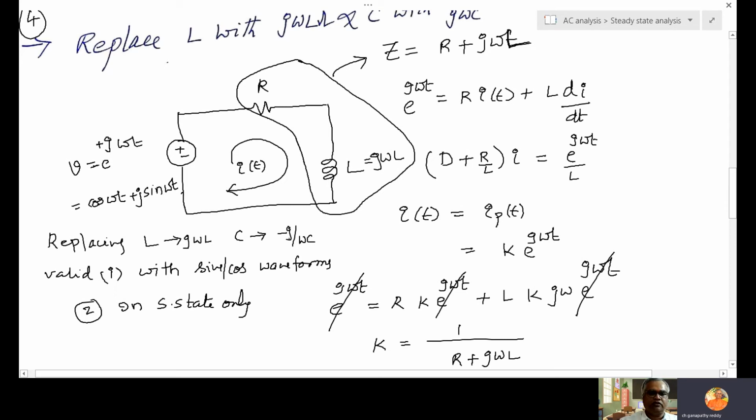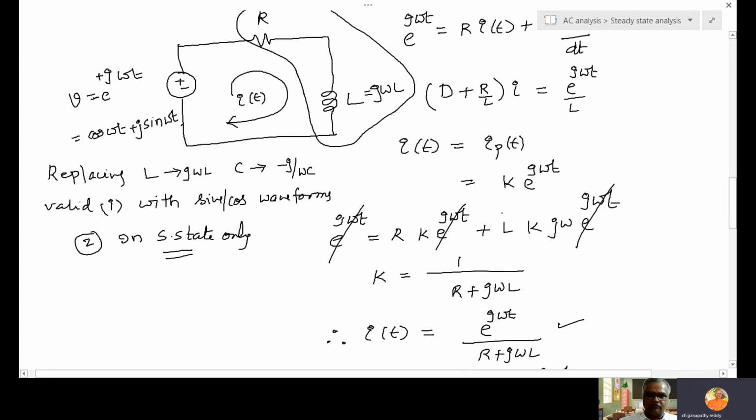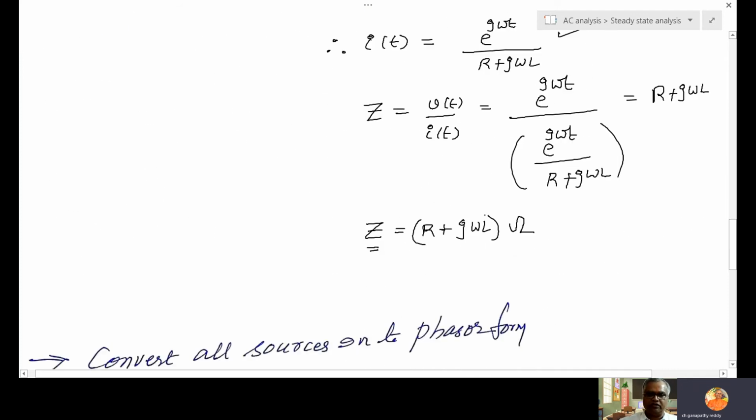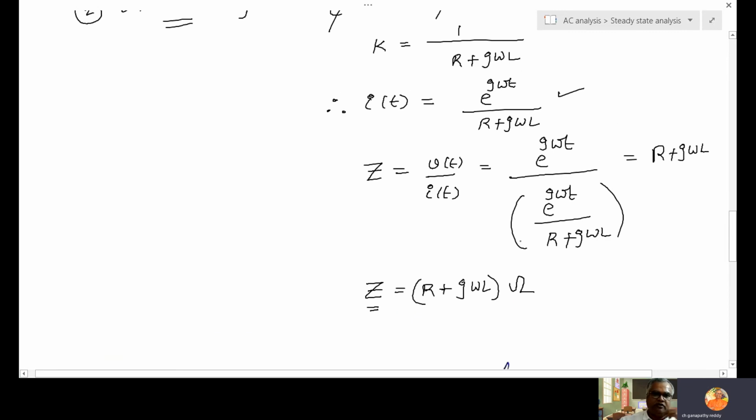Steady state only. So replacing inductor with j omega L means by default we are finding steady state response. Transient we don't do like that. So this process is valid with input sine or cos and steady state. So that's why steady state analysis only we do like this. I have given the proof with inductor. Similarly, for capacitor, write the time domain equation and work it out, you will get minus j by omega C. So this is the Z.